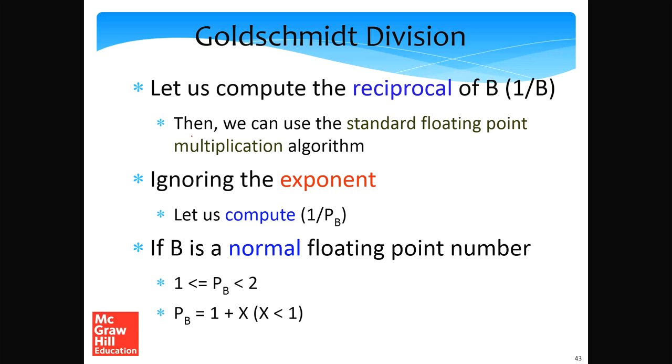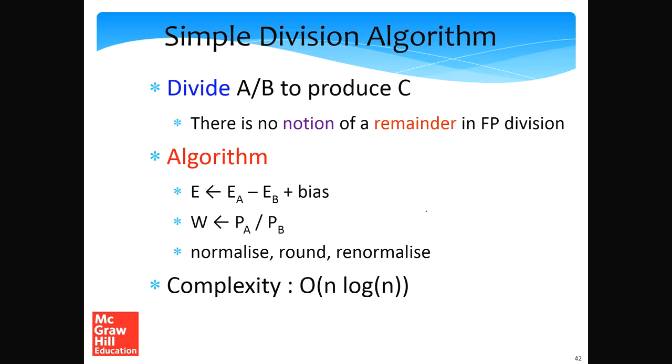Then we again go back, and given the reciprocal of the significand, we'll multiply it with the significand of a. So we basically get PA divided by PB, and then the rest of the division algorithm will be the same. So we are essentially getting this point, albeit with a much faster method. The rest of the steps are exactly the same.